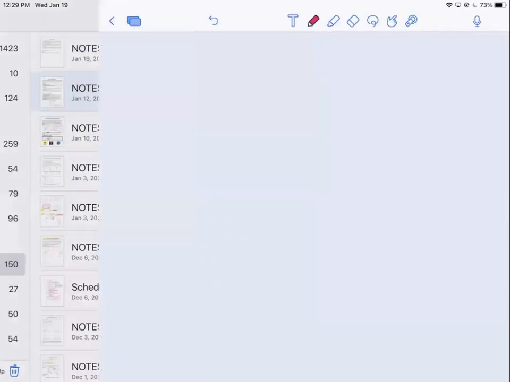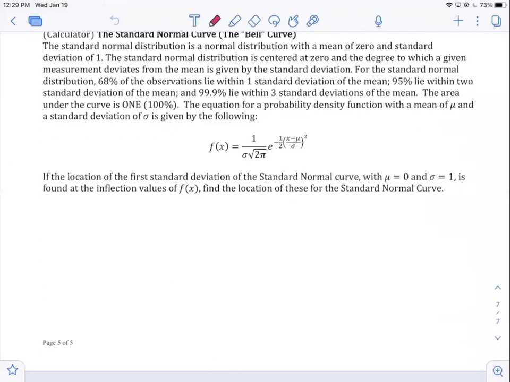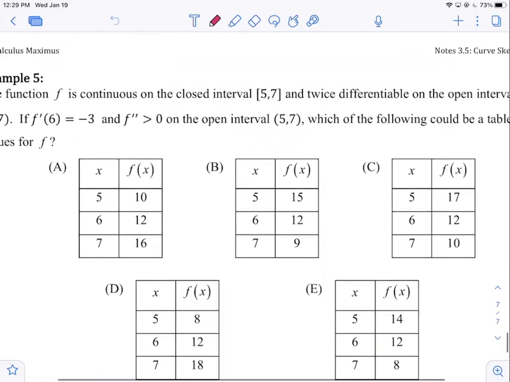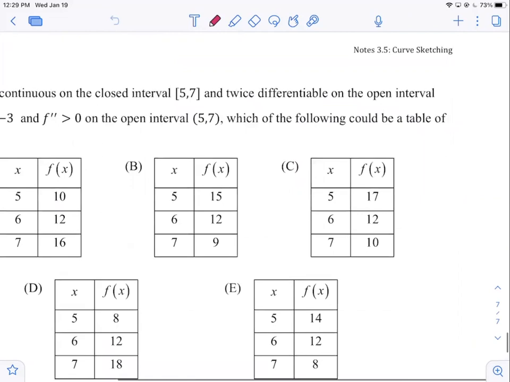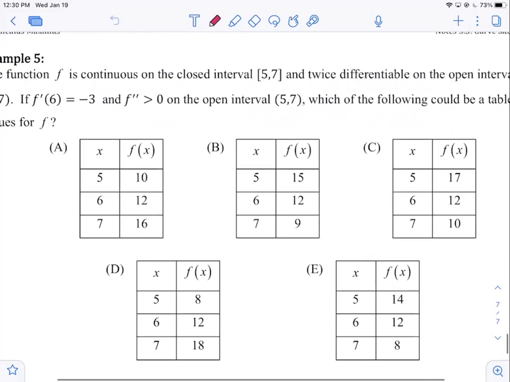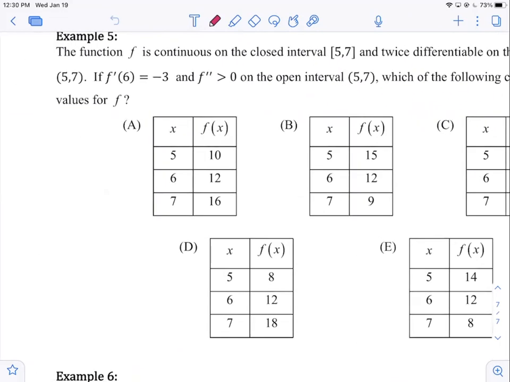So let's go ahead and finish the notes. There's this type of question that makes a really nice multiple choice question. In fact, this example is a multiple choice question. It says the function f is continuous on the closed interval from 5 to 7, and it's twice differentiable on the open interval from 5 to 7. All that just means is we're going to be able to find the second derivative. That means that f prime is continuous, and so on. If f prime of 6 is -3, and the second derivative is greater than 0 everywhere on the open interval, which of the following could be the table of values for f?